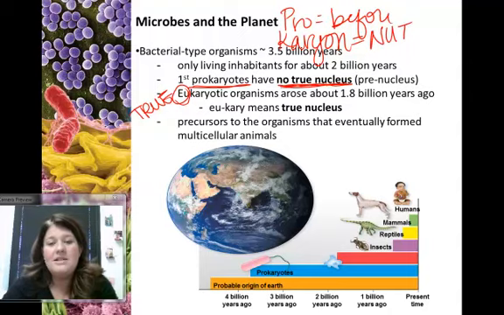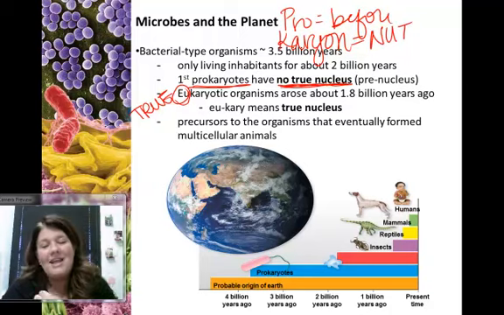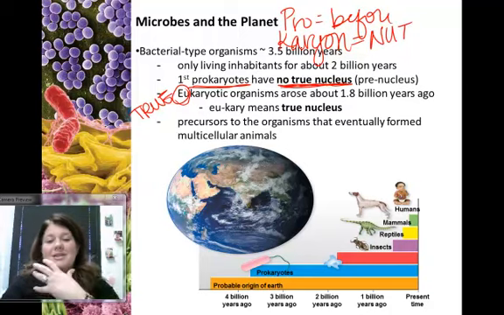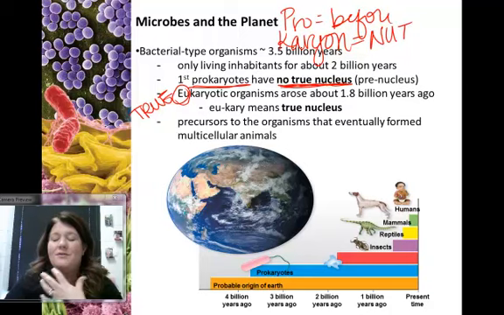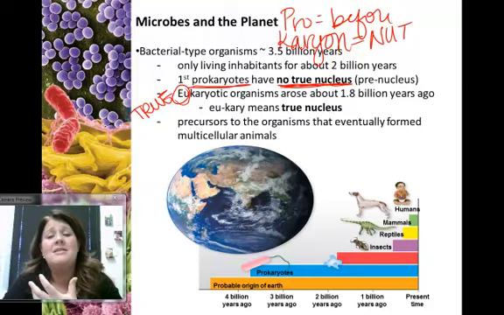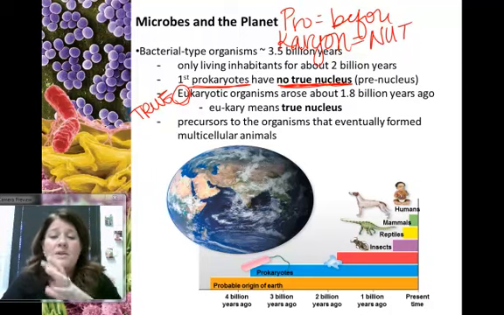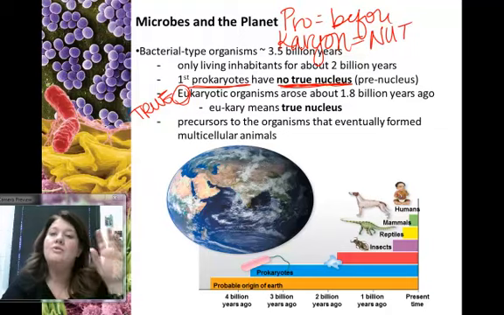These we consider precursors to the organisms that eventually became multicellular. The eukaryotes began living together. They lived colonially. When you put cells together, they form tissues, and tissues together form organs, and organs form organ systems that are made to form organisms. So these were our precursors to large multicellular organisms.